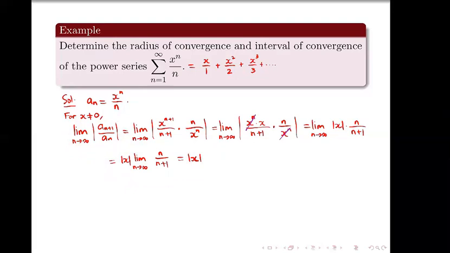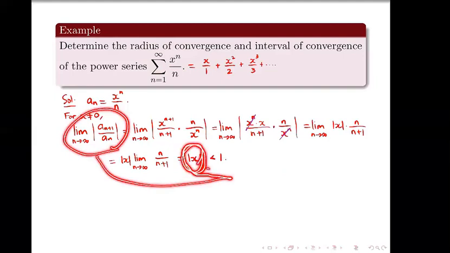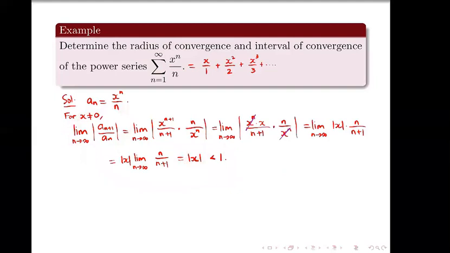But we want the convergence of the series. If we want that, it means that we need this absolute value of x to be less than 1. We need the absolute value of x to be less than 1, because if it were greater than 1, it will be divergent because the limit here will be greater than 1 if you chose that. So we will choose this limit to be something less than 1. And that's your possible interval of convergence.